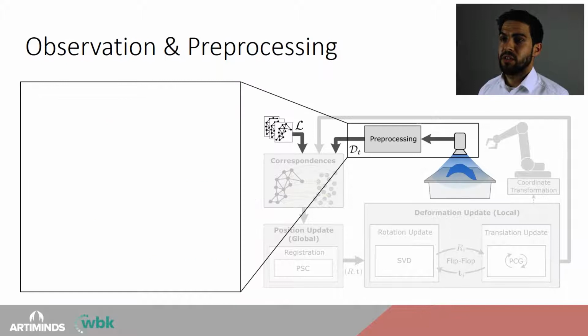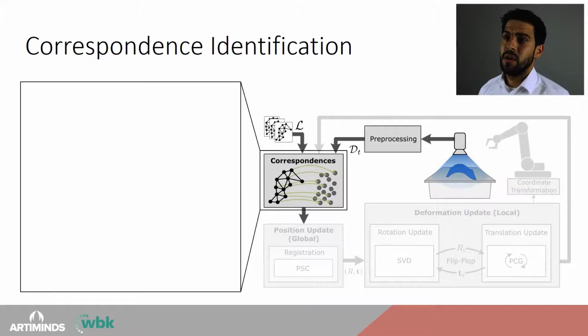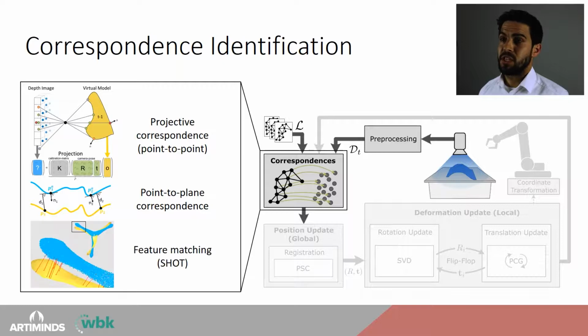For every iteration of the tracking pipeline, we preprocess a point cloud from the 3D camera by removing outliers and segmenting the object from the environment. In a second step, we identify correspondences between the deformed virtual model and the current observation. For this, we use commonly known projective correspondences, point-to-plane correspondences, and feature matching with a SHOT descriptor.